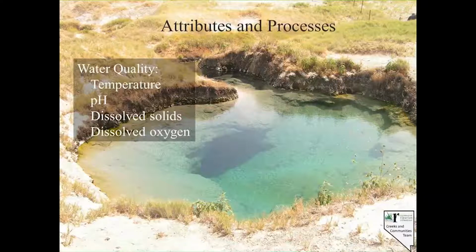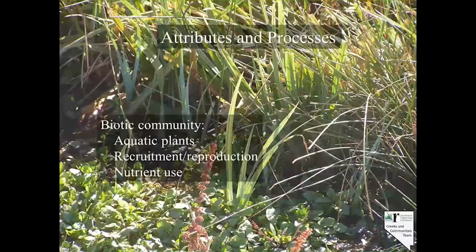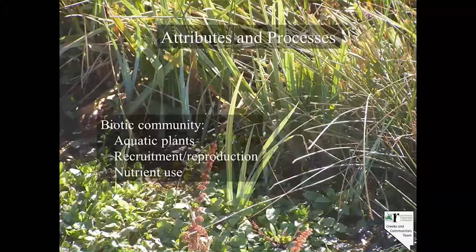And then the biotic community kind of takes all of that into account. So aquatic plants in the actual water, transitioning into the riparian plants, transitioning into the upland plants, what's the recruitment and reproduction of all of those, and then nutrient use, and then associated with that nutrient cycling. So do you have sort of an exaggerated rate of eutrophication of an open water system, or is it just part of what that natural succession would be?